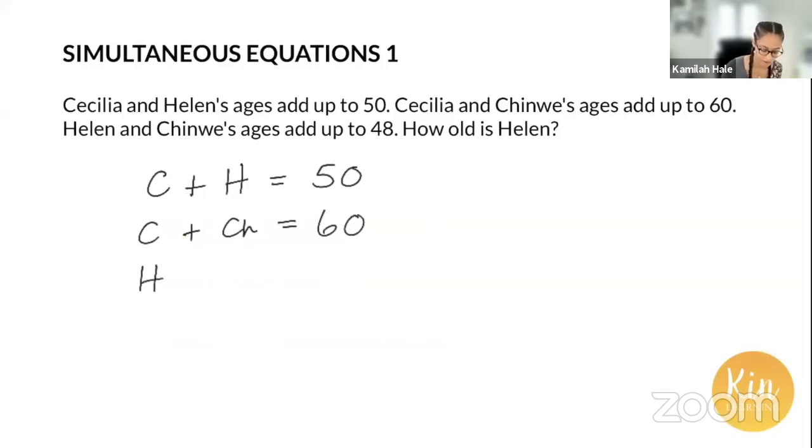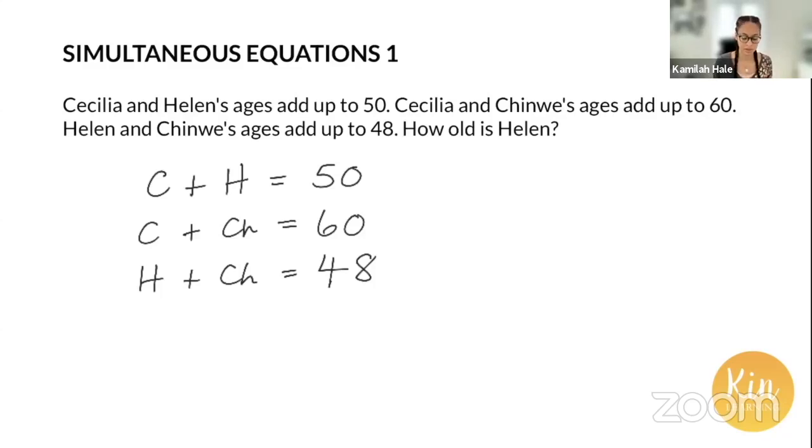And then Helen plus Chinwe equals 48. Good, I'm seeing equations coming through for this one, fabulous. That's correct. Okay, hello, if you're just joining us, we've just been through one of these questions, an example, and then we're doing our second one. So I won't go through this quite as slowly as I did the first one, but hopefully you can keep up. So we have all of the equations there.